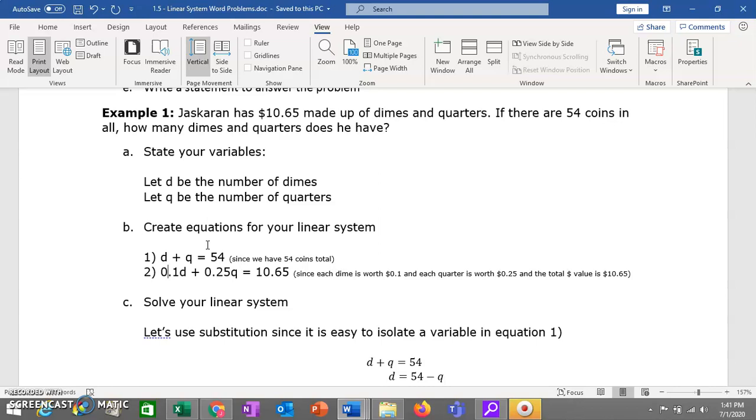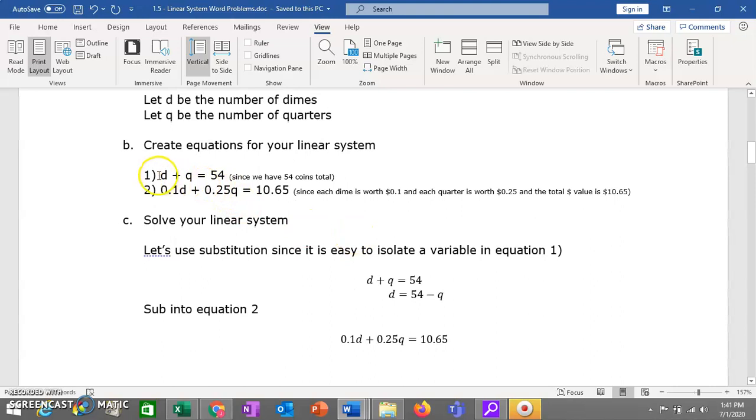You have a linear system, and you can solve it through substitution. You can solve it through elimination. You could also solve it through graphing if you want to. So because I have just a d and a q here, this is pretty easy to do substitution with. So I'm going to use substitution.